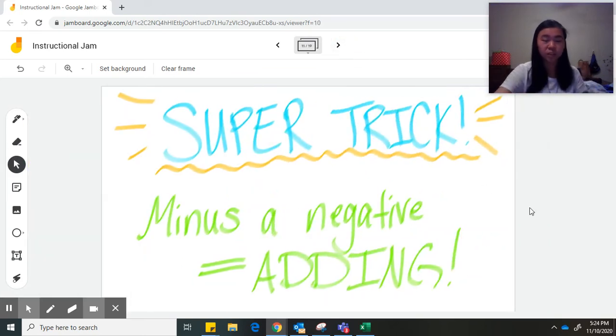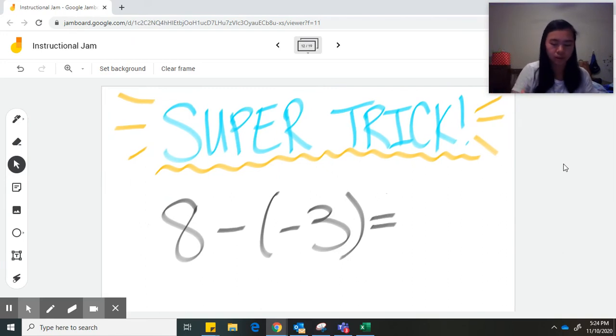All right, so this brings me to my super trick here. We took it in our notes, right? I called it the super trick. If you minus a negative, if you are subtracting a negative, just like what we saw in our last problem, you're really adding. You're doing the opposite of a negative. You are adding. Minus a negative is adding. So let me show you what the super trick looks like.